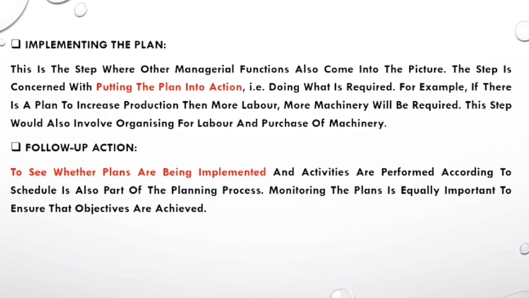The next and the last step of the planning process is follow-up action. This is where it is required to see whether the plans being implemented and the activities that are performed are according to the schedule or not, and also whether the activities are part of the planning process or not. Basically, this is the monitoring of the plan, where if the plan is diverted it will result in failure of the business, and if the objectives are to be achieved, successful monitoring with controlling needs to be performed.